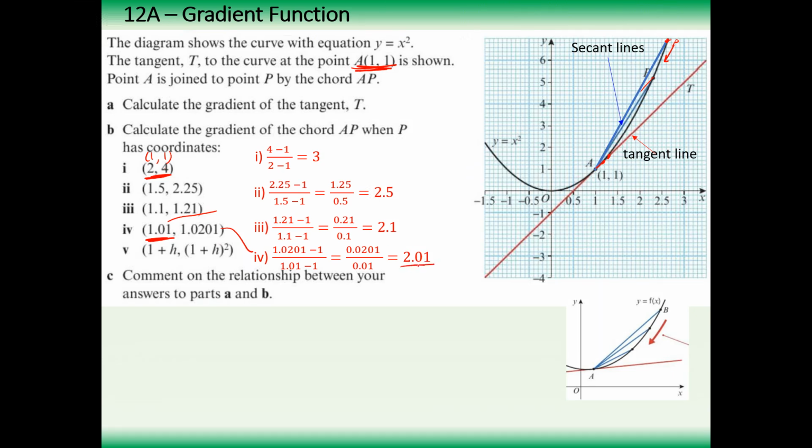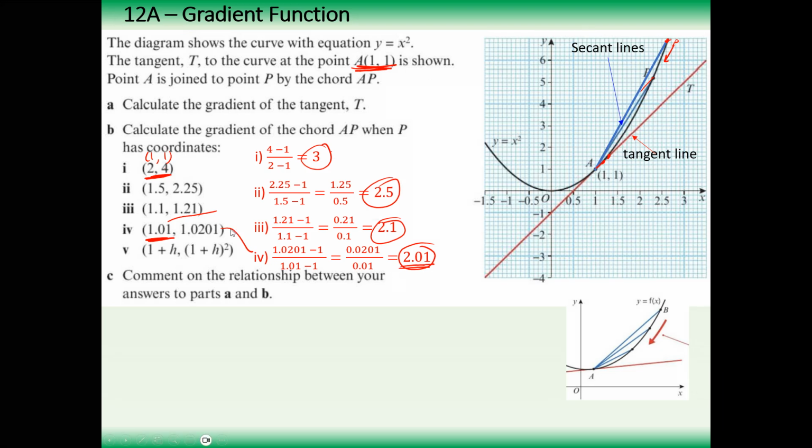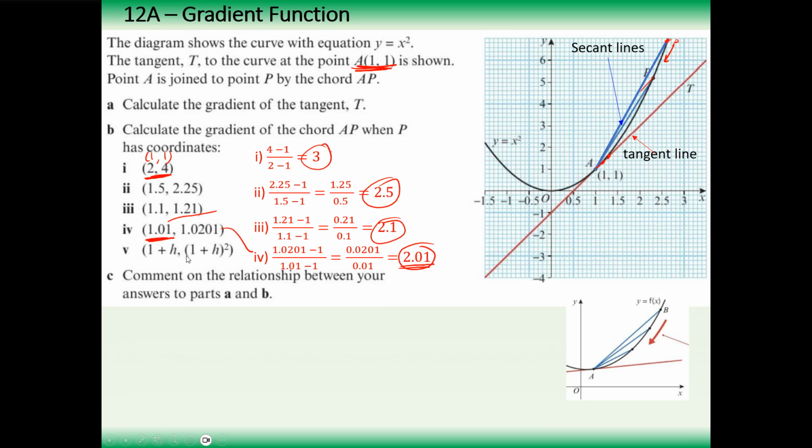Its gradient is 2.01, and notice, look at these values. They're converging towards the number, our final value here. Converging means they're approaching what we want it to be. So now for part 5, I'm going to do this with algebra.